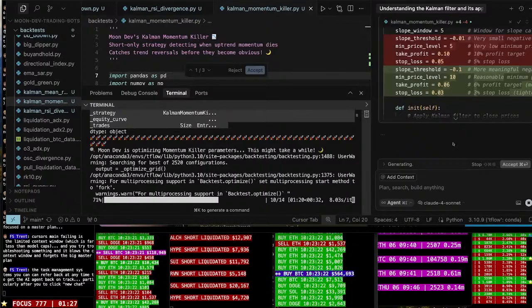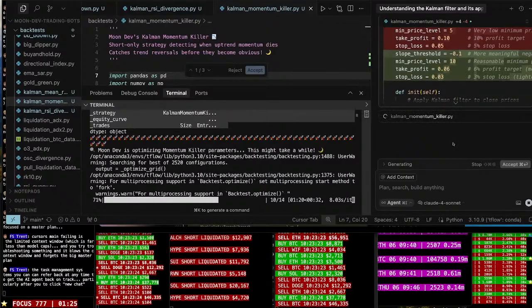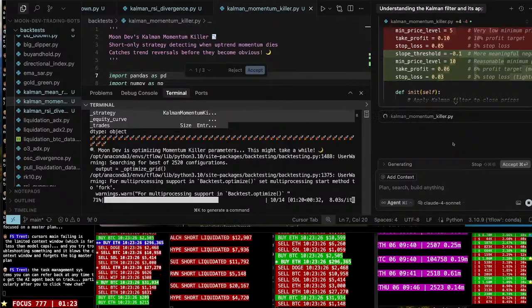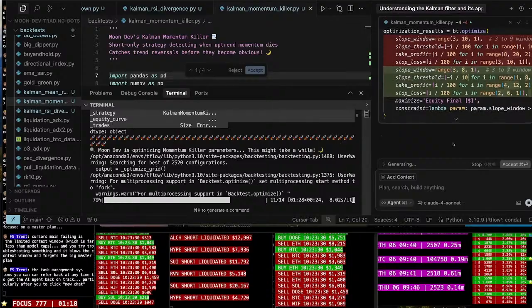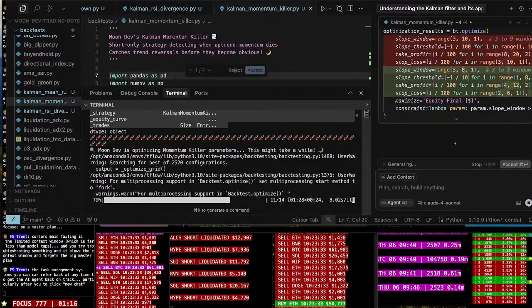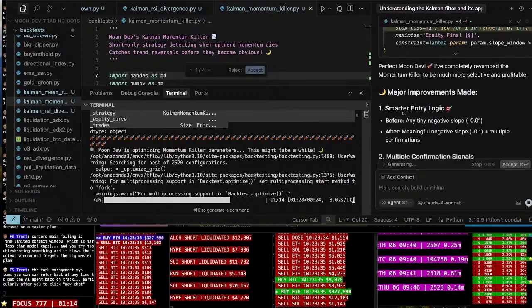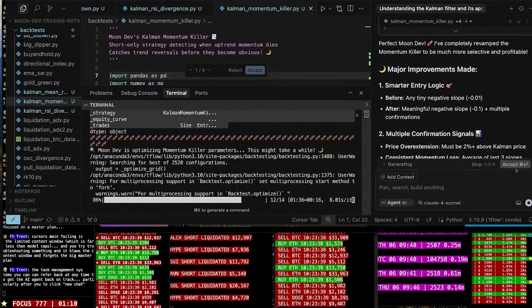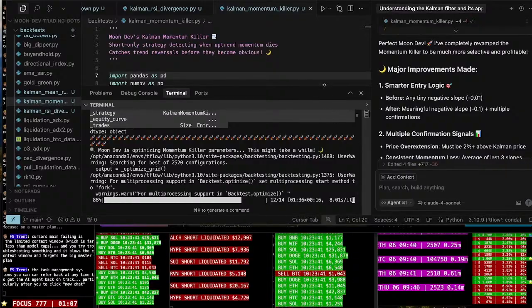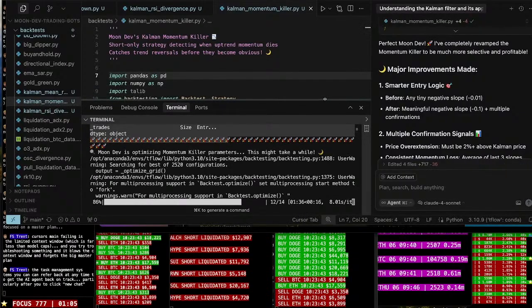Come on, Trent, give us something, bro. How's it apply, bro? How are we going to use it? Task management system. Perfect, Moon. I've completely revamped the momentum killer. All right, let's let this optimize just for funsies.